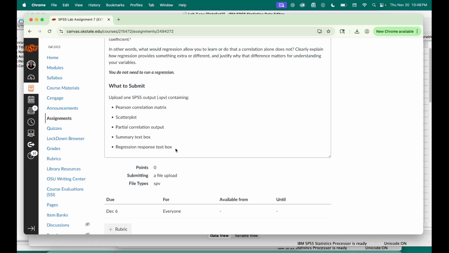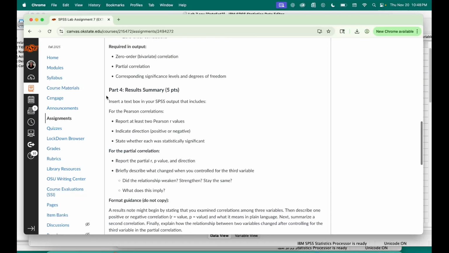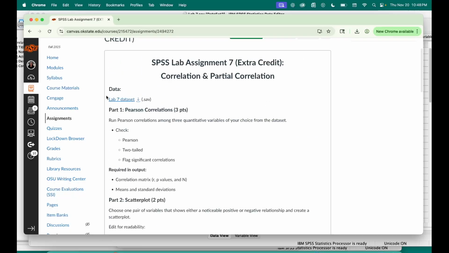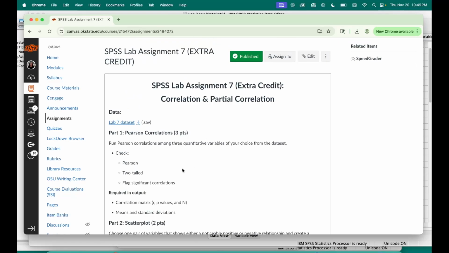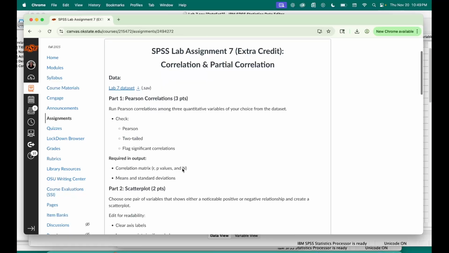As usual, you're submitting an output file with all of the following. And again, this one is also worth up to 20 extra credit points. Just be sure you submit by December 6th, whether you're going with one of the extra credit assignments or both. Whichever ones you choose to complete just need to be submitted by December 6th.